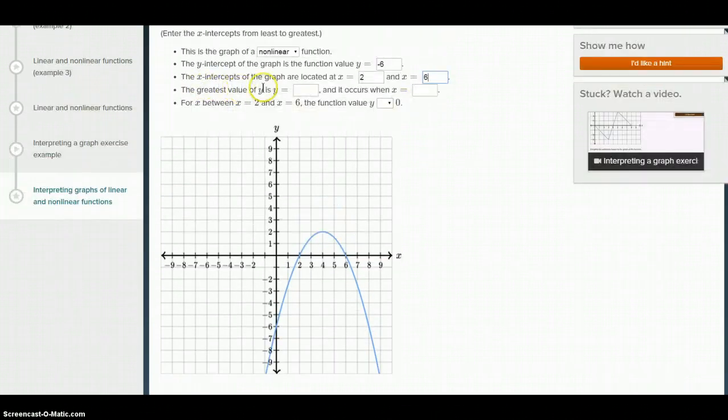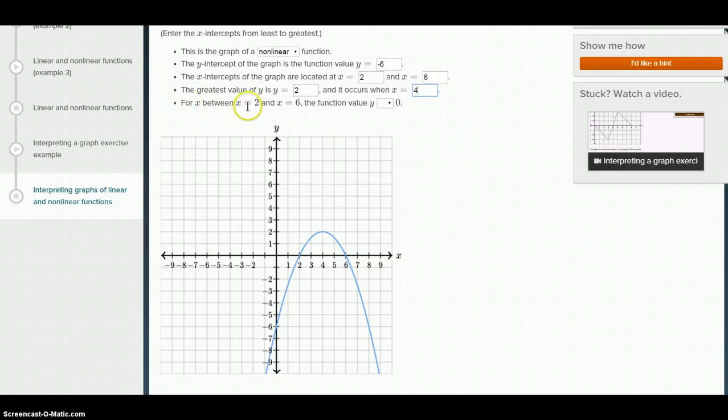Now the greatest value of y, so that's going to be at the apex over here, at least if it's a negative value, or if it's a negative parabola. So we find that when x equals 4, it is going to be right in the middle of the parabola. And so when x equals 4, y equals 2. So 2 is the highest point on this curve, which is usually what we call a function that's not linear, so it's a curve. And you can see why it's curved. Okay, so the greatest value is 2, and it occurs when x equals 4.